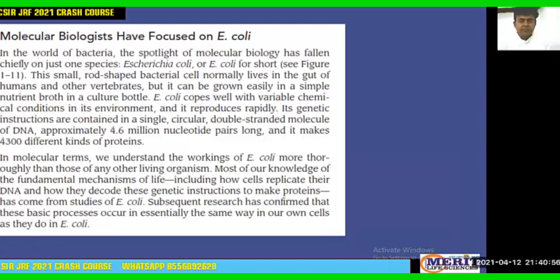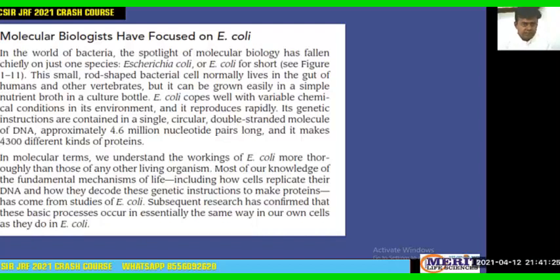Because the first and most important criteria is their cell division, how they are dividing, how they are growing, how easily they are growing, right? And their DNA should be very, very small in size, right? So E. coli are microscopic, very small rod-shaped bacterial cells, easily found. You can isolate them anytime, right? Easily can be cultured in the nutrient broth, right?